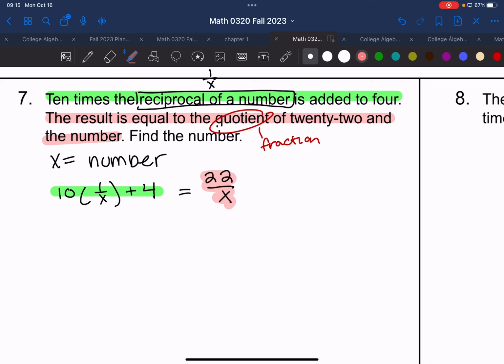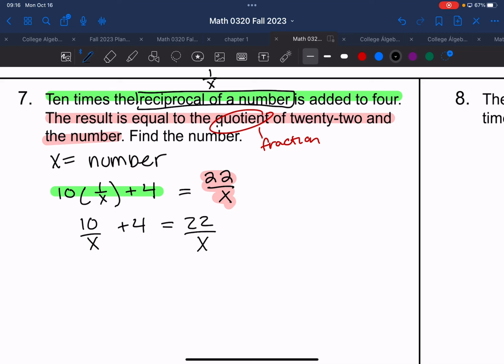So now we have our equation. We have 10 times the reciprocal of x, so 10 times 1 over x, plus 4 is equal to the quotient of 22 and the number, so 22 over x. Okay. So in order to solve x to see what the number is, we're going to have to first simplify the left side. So what's another way that we can write 10 times 1 over x? 10 over x, plus 4 is equal to 22 over x.